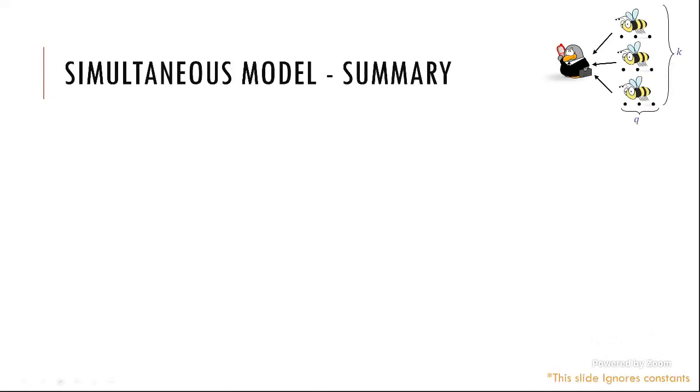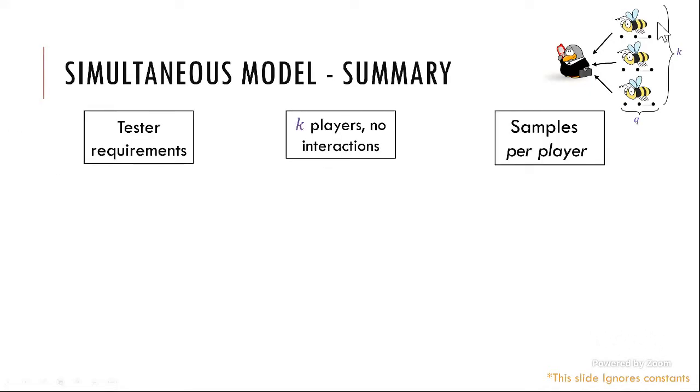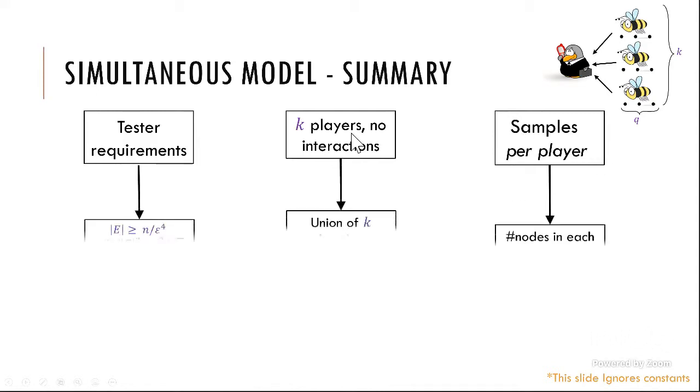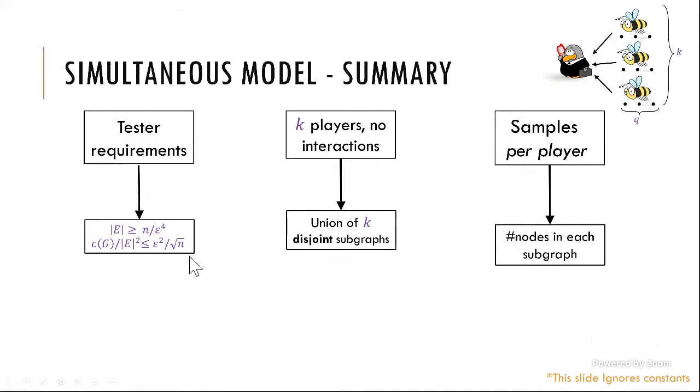So let me give you one example. I probably won't manage to do two. One example is the simultaneous model. We have k players, each of them gets q samples, and they can only send a short message to the referee, but they cannot interact with one another. So this is the constraint of the model, and we count how many samples per player are required. As before, this theorem tells us that we have this constraint on the graph, but also, since we have k players that can't interact, the graph, which represents the entire set of samples, is actually made of k disjoint subgraphs.